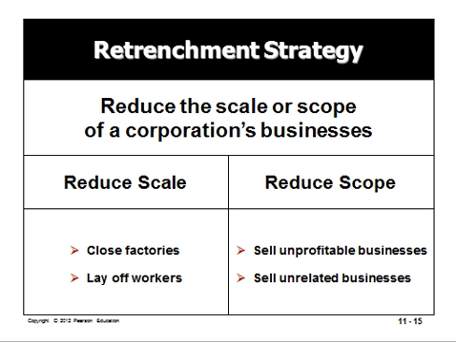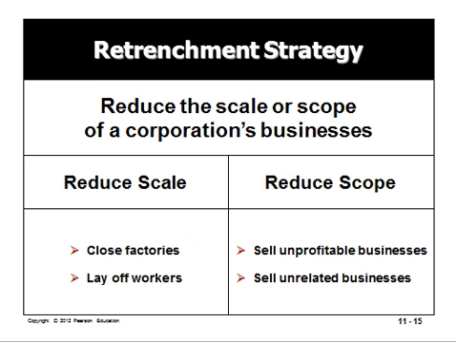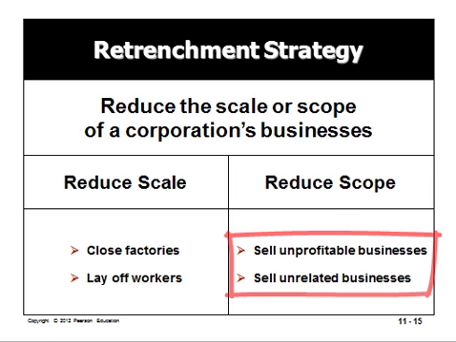Retrenchment strategy. Another corporate strategy is a retrenchment strategy, which reduces the scale or scope of a corporation's businesses. Corporations cut back the scale of operations when economic conditions worsen or competition increases by closing factories with unused capacity and laying off employees. Corporations reduce the scope of activities by selling unprofitable business units.